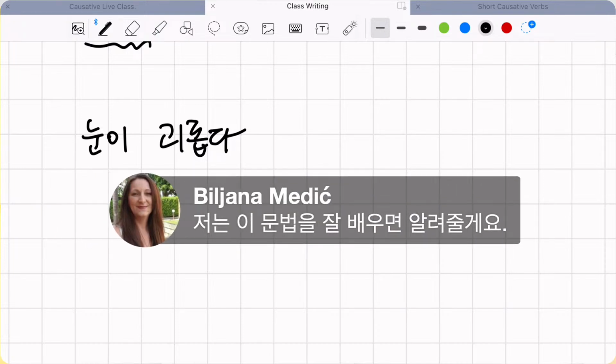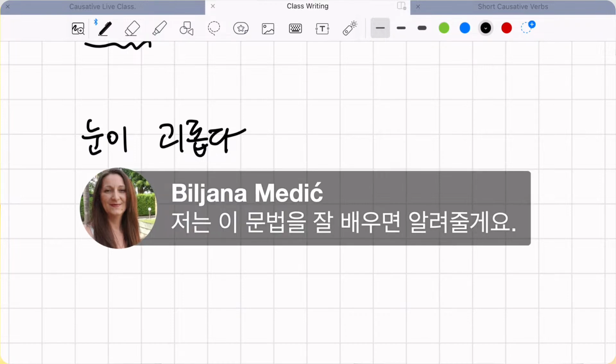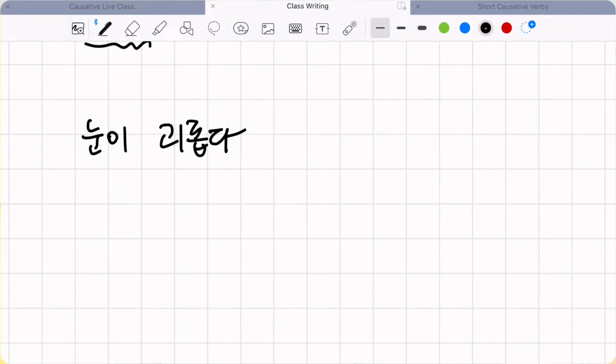그 다음에 빌리아나님 안녕하세요. 빌리아나님이 저는 이 문법을 잘 배우면 알려줄게요. 그렇죠. 이 문법을 잘 배우면 after I learn this grammar well, after I kind of like master this grammar, then I will let you know, right? 알려줄게요. So 빌리아나님 used 알리다 or 알려주다, causative verb that means to let somebody know. 좋아요.